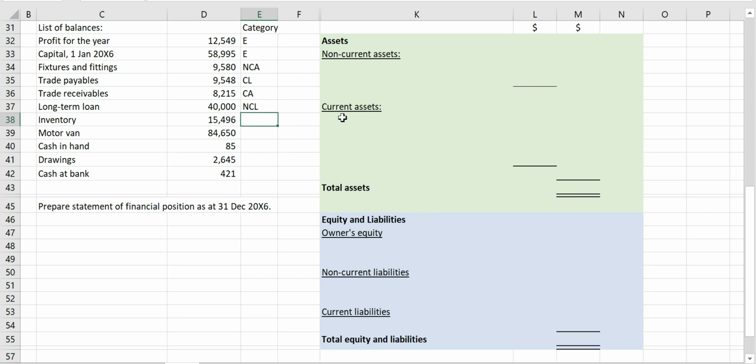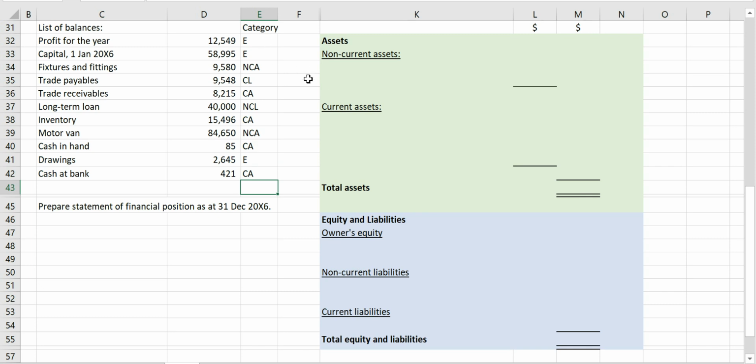Inventory is an asset that is easily convertible to cash, or it can be used up within a year. So it's known as a current asset. Motor van brings benefit that lasts for more than 1 year, so it's known as a non-current asset. Cash in hand is cash, so it is a current asset. Drawings is a withdrawal by the owner for personal use. It's part of equity. Cash at bank is cash, just like cash in hand. They are classified as current assets. So there we have all the items identified by their categories.